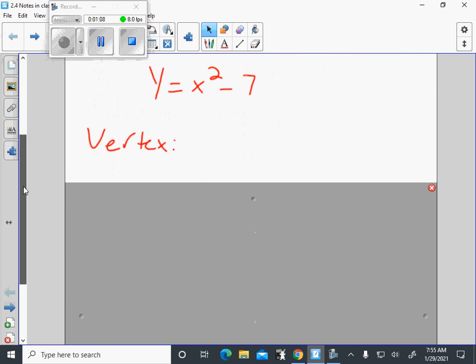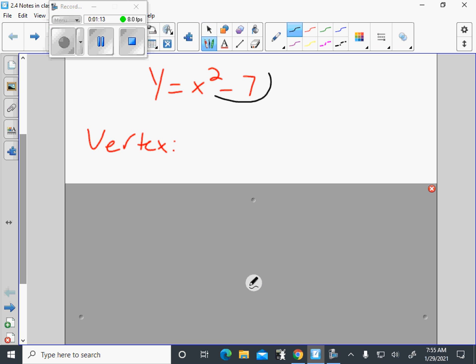We have this one, y equals x squared minus 7. Now we're just looking at that minus 7. How does that graph move? Goes down 7 units. Okay, and our vertex is now 0, negative 7.